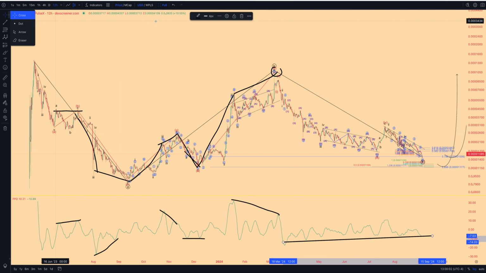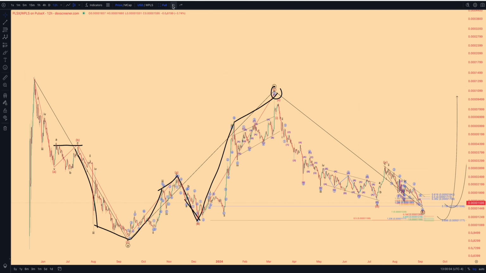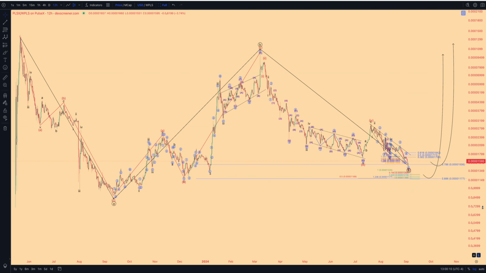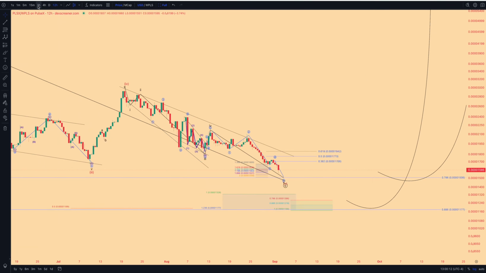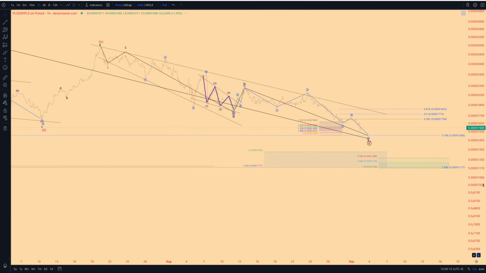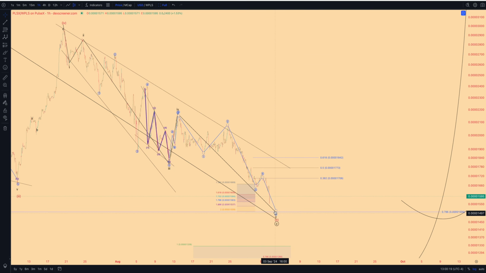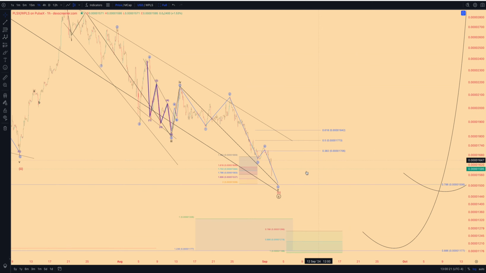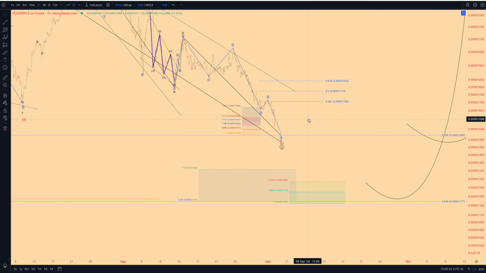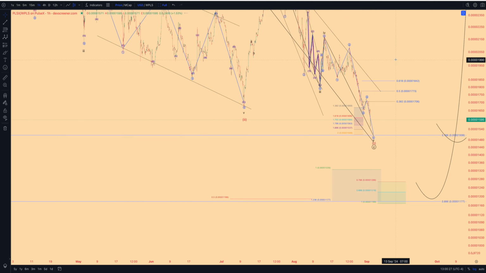Okay, so we're very close to the 78.6% fib, and we'll definitely see how the price reacts to that level at 1506. Okay, so going back here, we see that we're very close to this level over here. So we'll definitely monitor how the price reacts here. If we lose 1506, then we'll likely come down to the 886. Okay, so this is PulseX, very bullish structure.